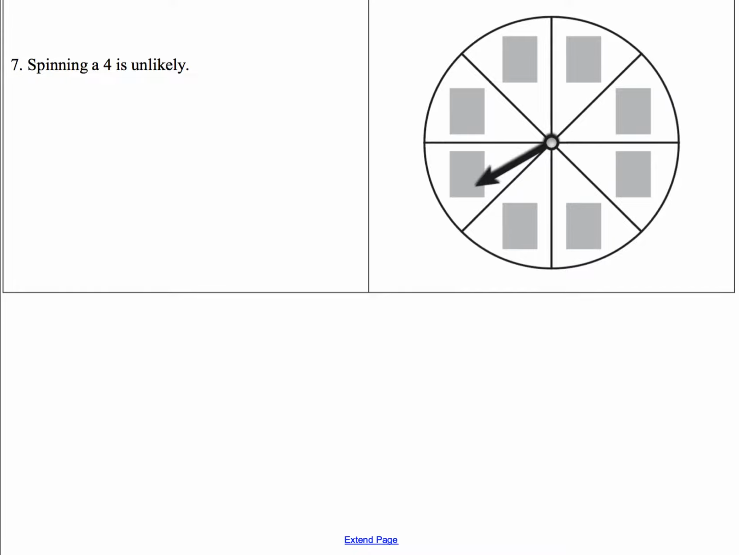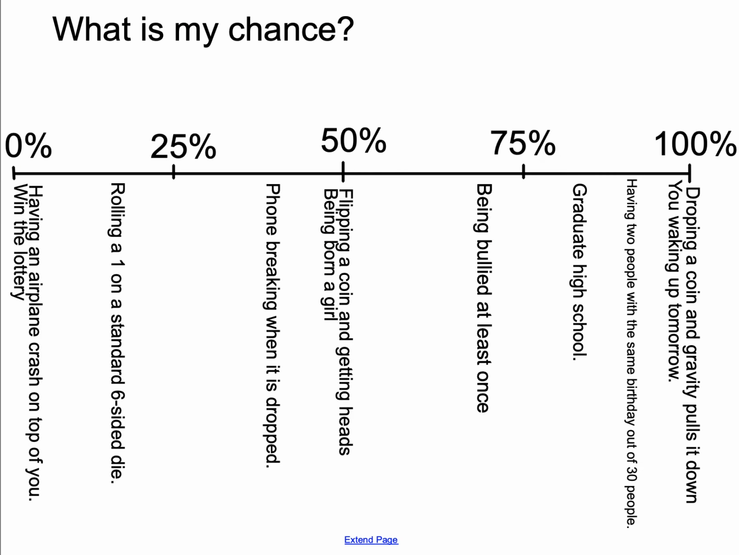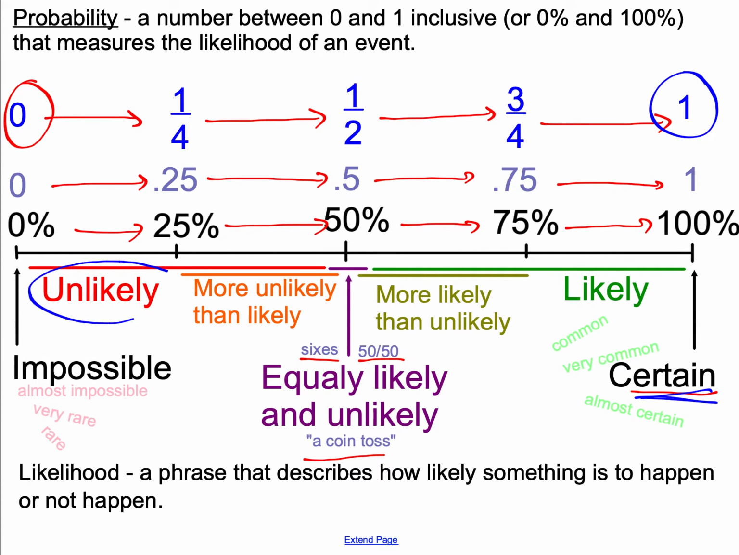Okay, let's look at the next one. Spinning a 4 is unlikely. All right, we need to think about what unlikely means. Let's go back here a couple of pages. If something is unlikely, it needs to have a probability less than 50%. And it can kind of venture into this region, but probably more staying down here, 25% or below.